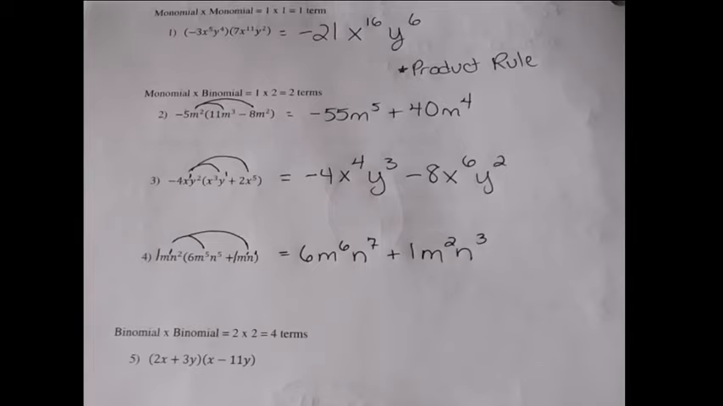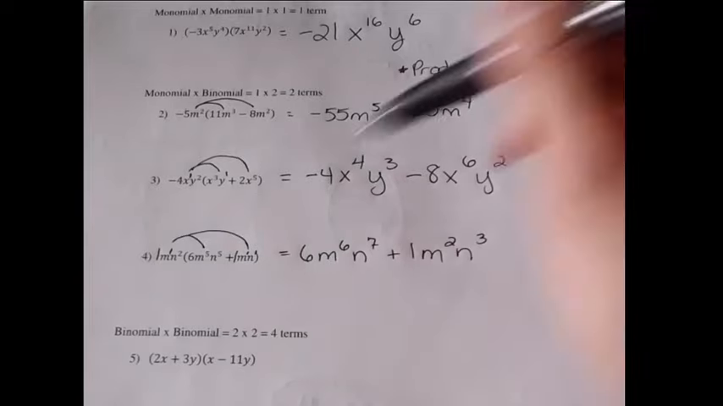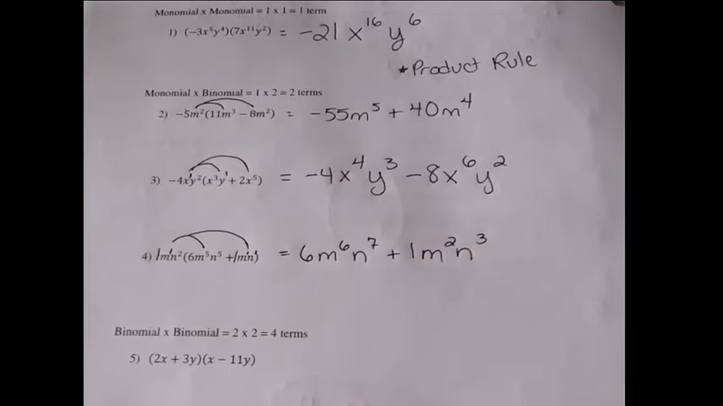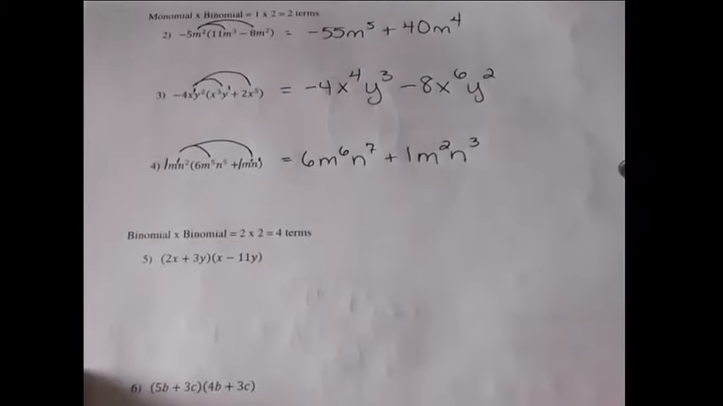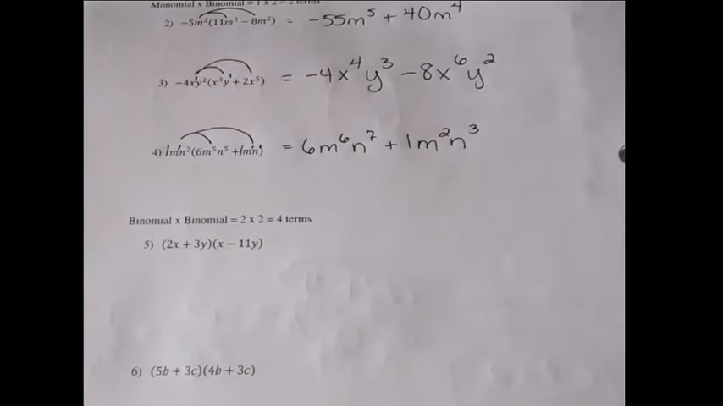Let's expand on this idea. So we took a monomial, we multiplied by a binomial. We noticed that 1 times 2 is 2, so we were left with binomials. Each expression, we had binomials. I love it. But what happens when we have a binomial times a binomial?